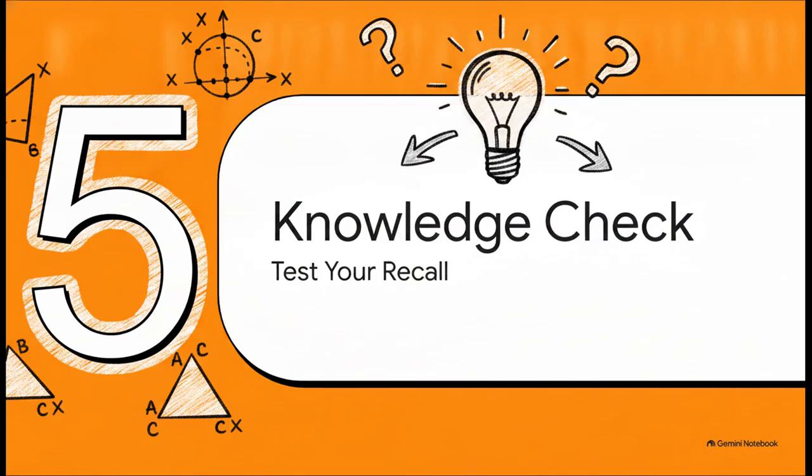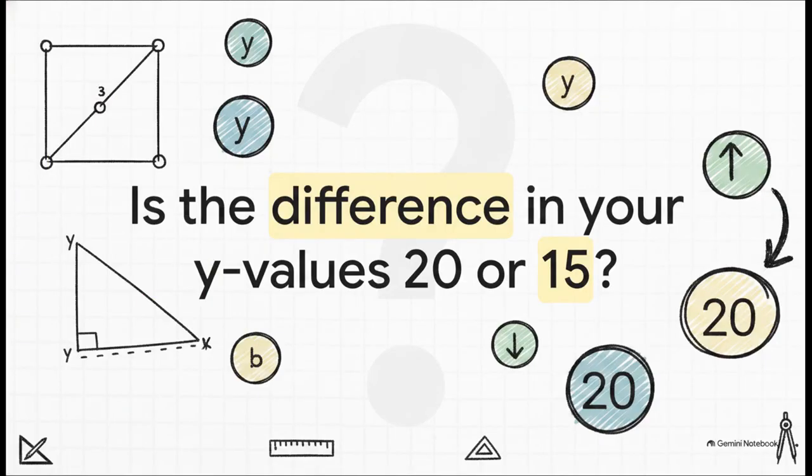All right, let's pause for Section 5, Formative Knowledge Check. Let's see if you've been paying attention to our mental math. If you are calculating the distance between the points 1, 2 and 21, 17, is the difference in your y values 20 or 15? I'm going to give you a few seconds to think about it. Ready? Think back to our pro tip. Circle the y values. Your y values are 2 and 17. 17 minus 2 is 15. The difference in your y values is 15. If you said 20, well, you accidentally subtracted your x values.